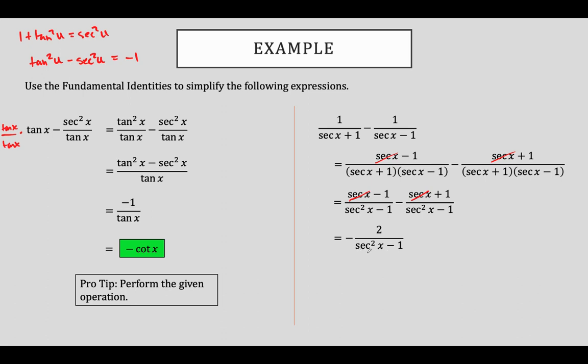We have groupings of squared trig functions and ones. Let's think of our Pythagorean identities. Again, same one in this case. 1 plus the tangent squared u is equal to secant squared u. This means tangent squared u is equal to secant squared u minus 1. I can replace my denominator with tangent squared x. And for my final answer, I can bring this tangent squared x up into the numerator using our reciprocal identities, giving me negative 2 cotangent squared x.